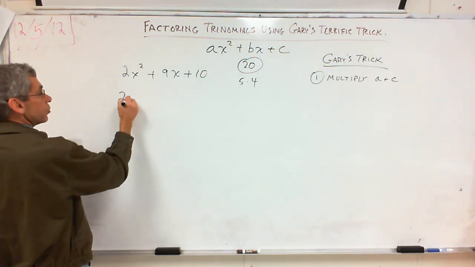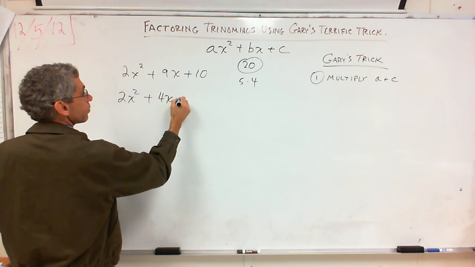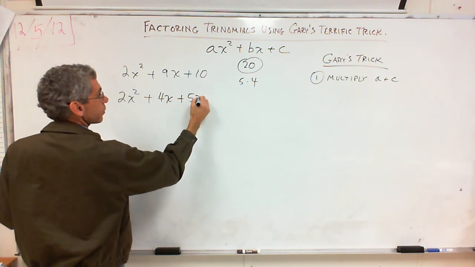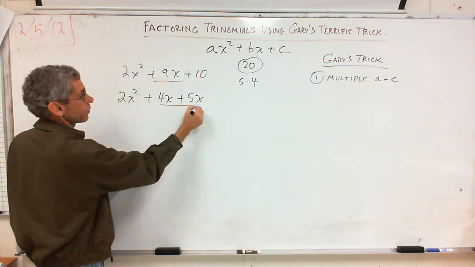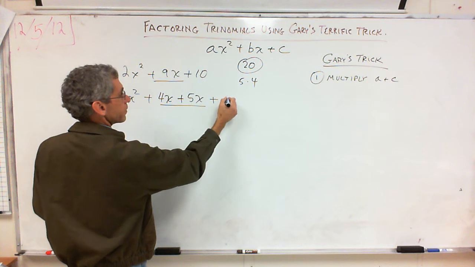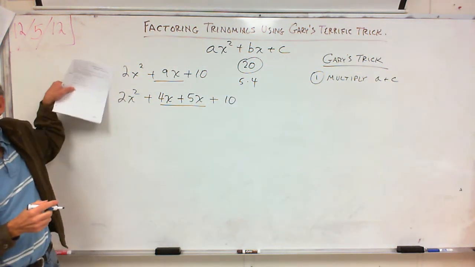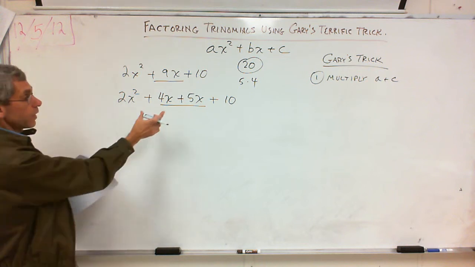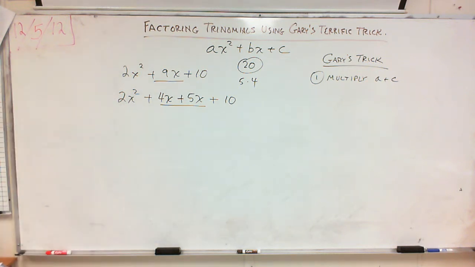So I'm going to rewrite this: 2x squared plus 4x plus 5x plus 10. Do you agree with me that 4x plus 5x equals 9x? Yep. So those really should be identical. I just split up the middle term into 2 things. So how many terms do I have now? And how do you factor a 4-term expression?